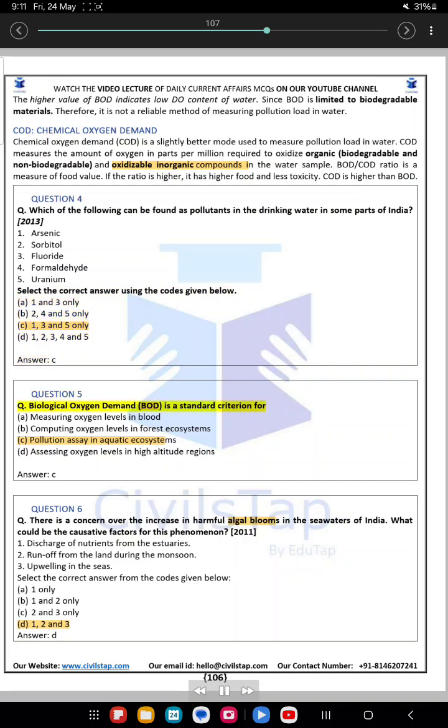Question 5. Biological oxygen demand (BOD) is a standard criterion for A. measuring oxygen levels in blood. B. computing oxygen levels in forest ecosystems. C. pollution in aquatic ecosystems. D. assessing oxygen levels in high altitude regions. Answer, C.